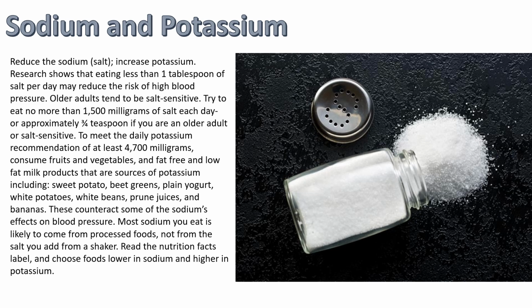To meet the daily potassium recommendations of at least 4,700 milligrams, consume fruits and vegetables and fat-free and low-fat milk products that are sources of potassium, including sweet potato, beet greens, plain yogurt, white potatoes, white beans, prune juice, and bananas. These counteract some of the sodium's effects on blood pressure. Most sodium you eat is likely to come from processed foods, not from the salt shaker. Read the nutrition facts label and choose foods lower in sodium and higher in potassium.